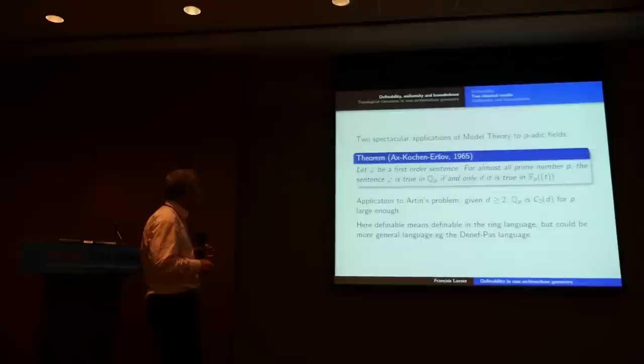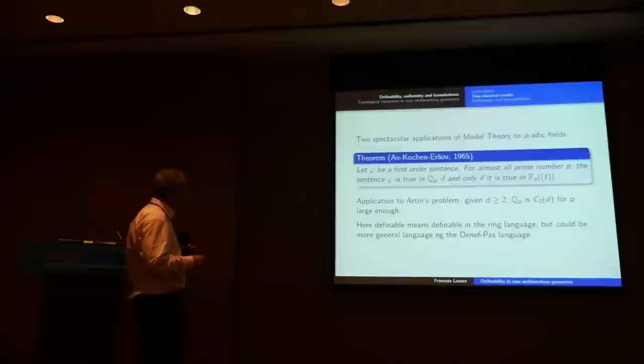Let me start with early applications of model theory to p-adic fields that were quite spectacular. The first one is due to Ax, Kochen and Ershov, so it's something like 50 years ago. You start from a first order sentence, and you are interested to know whether it's true, say, in the p-adics. Given the sentence, for p large enough, the sentence will be satisfied in the p-adics if and only if it is satisfied in the field of Laurent series with coefficients in F_p.